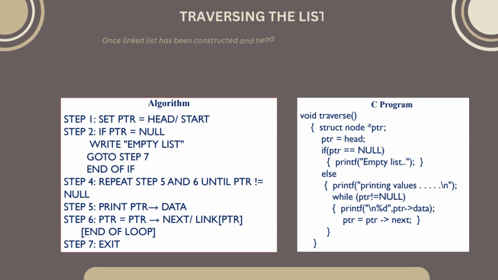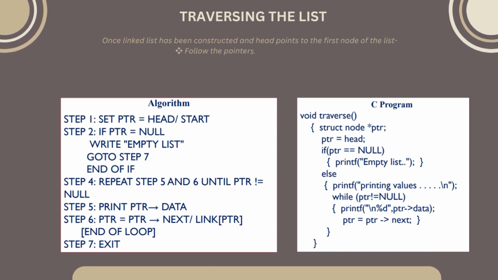Now, traversing the list. Once the linked list has been constructed and head points to the first node of the list, the first step is to follow the pointers. Next, display the contents of the nodes as they are traversed or visited. Next, stop when the next pointer points to a null value.